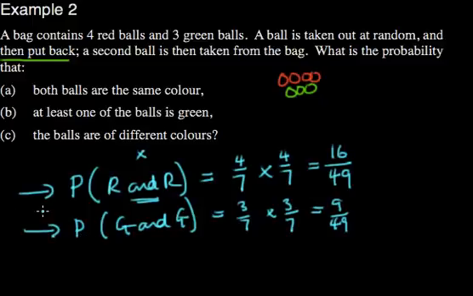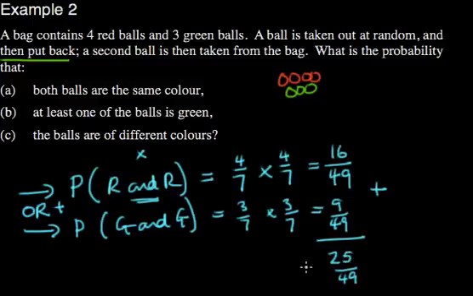The word there I used was "or." And because I could have the first line or the second line, the "or" refers to adding. And I have to add these two probabilities together. Because they both have the same denominator, it's still going to be out of 49. But the number on the top will be 16 plus 9, which is 25. So the answer to part A is 25 out of 49.